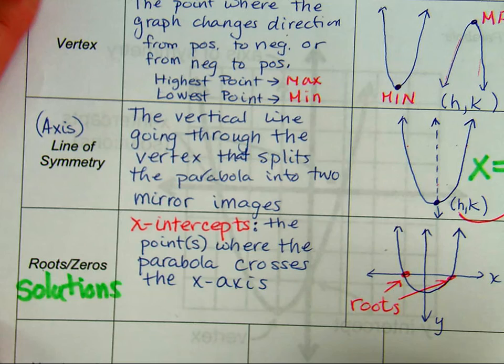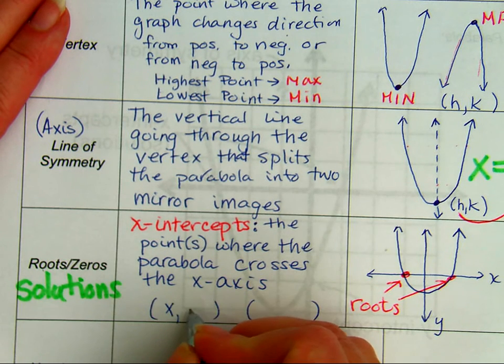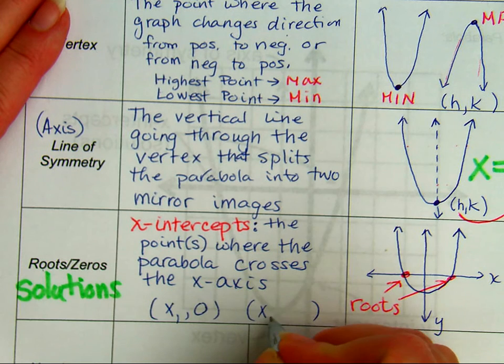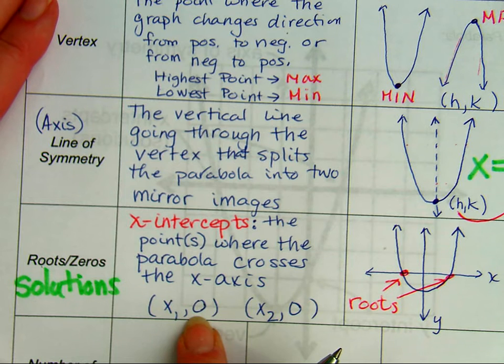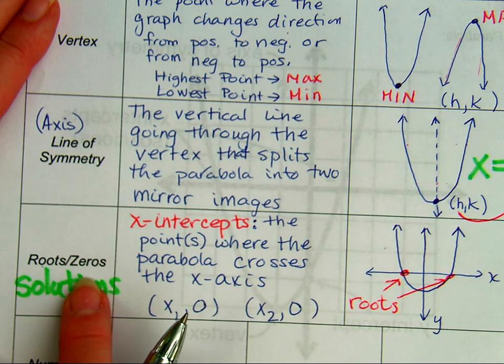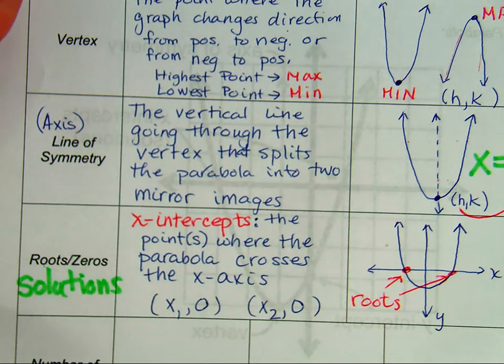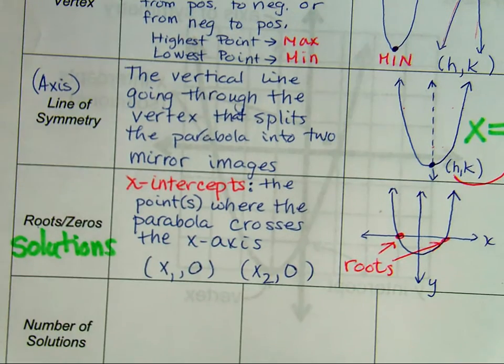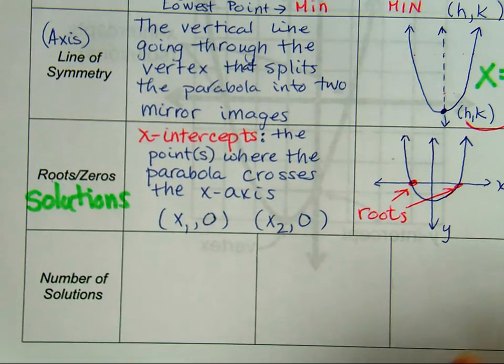And so you end up with 2 points that have an x value. But the y value is just 0. So I'll just call this the first one and the second one. And there you have it. Those are roots, zeros, solutions, x-intercepts, all the same thing. The next thing I want to talk about is how many solutions there are.